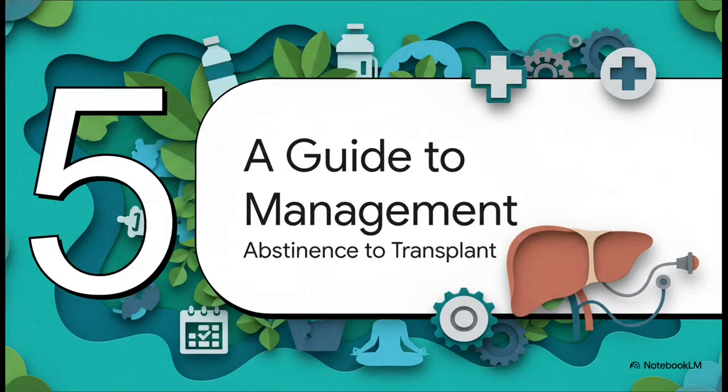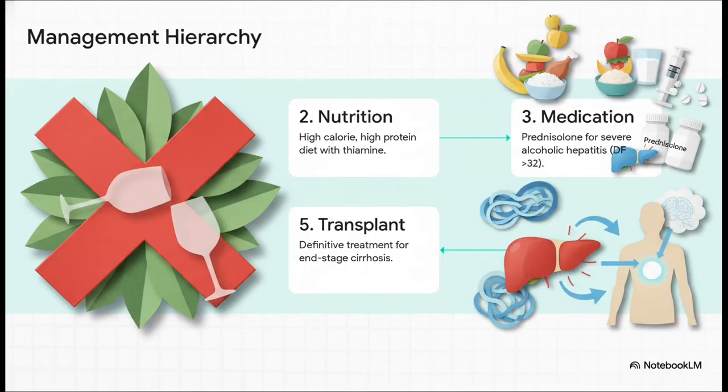Okay, so we've diagnosed it, we've staged it. Now, what do we actually do? Let's walk through the management plan. The game plan here is pretty straightforward, and it's a hierarchy. Step 1, and honestly, steps 2 and 3 as well, is absolute abstinence. Seriously, this is the single most important thing a patient can do. In those early stages, it can literally reverse the disease.